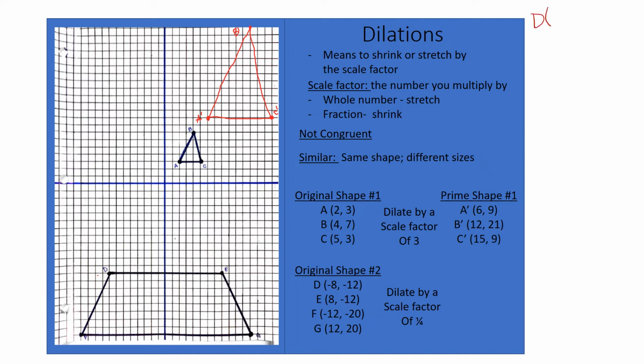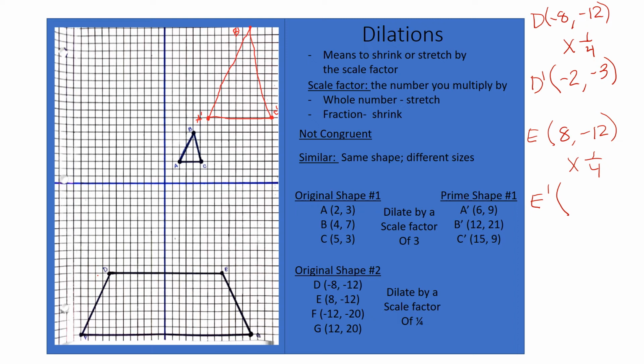So point D is originally at -8, -12. And so we're going to multiply by 1/4. Yes, you can use a calculator. And so D prime, -8 times 1/4 is going to give me a -2. Negative 12 times 1/4 is going to give me a negative 3. For letter E, we have the point 8, negative 12. I'm going to multiply by 1/4. And so E prime is going to be 8 times 1/4 is 2. Negative 12 times 1/4 is negative 3.